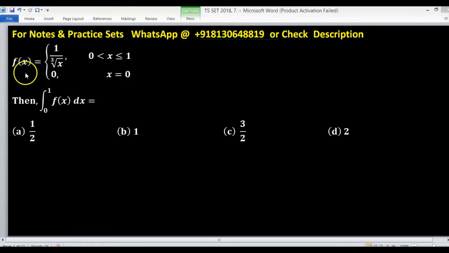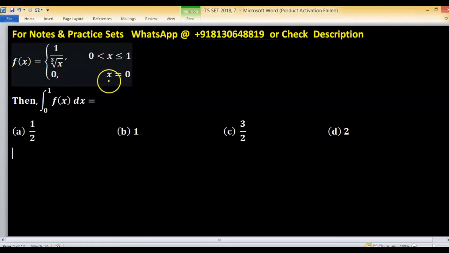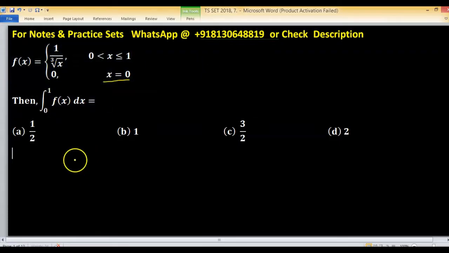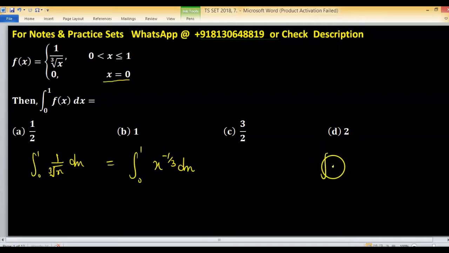We have a function f(x) defined at 0 and from 0 to 1. You can check f(x) can be a split type function. We have to find the value of this integral. To find it, we have the integral from 0 to 1 of 1 upon cube root of x dx. You can write it as the integral from 0 to 1 of x raised to the power minus 1 upon 3 dx. Apply the formula for x raised to the power n dx.